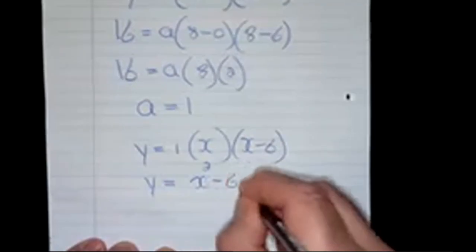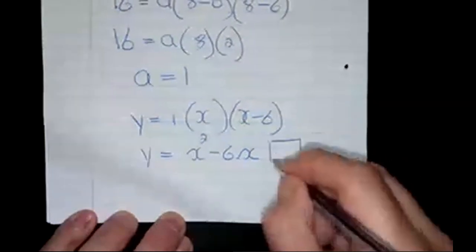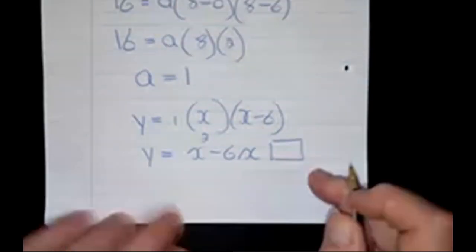So this equation will be x squared minus 6x. Hey, where did this value go? Why is that zero? Can you guys see the y-intercept is zero? Anyway, I'm sure you knew that. Now we must look at the other one, where the turning point is given.